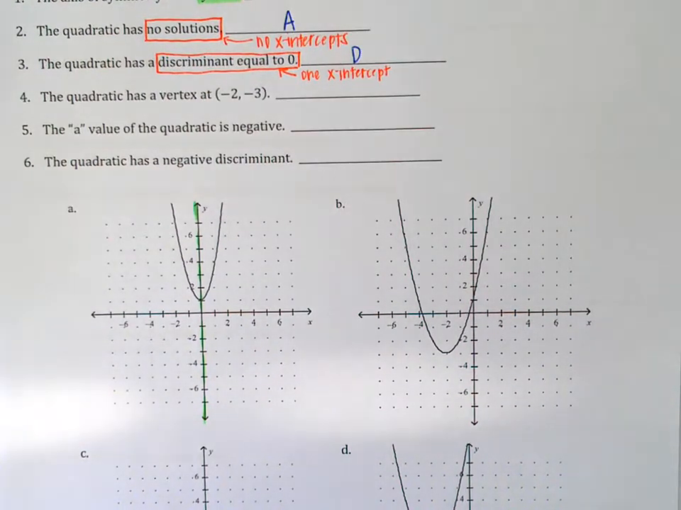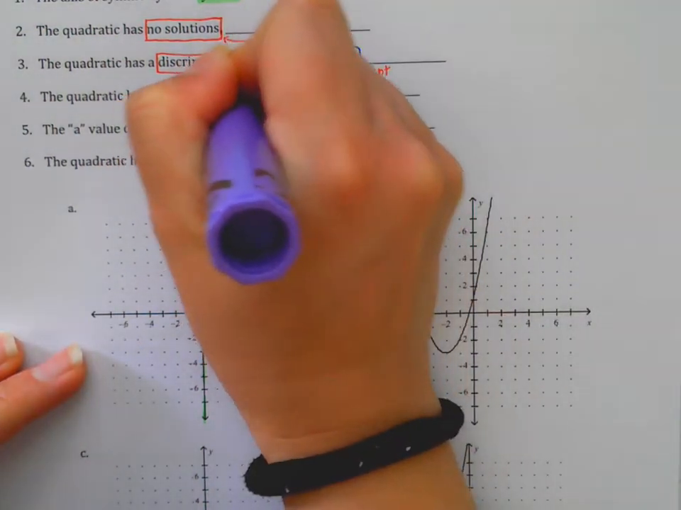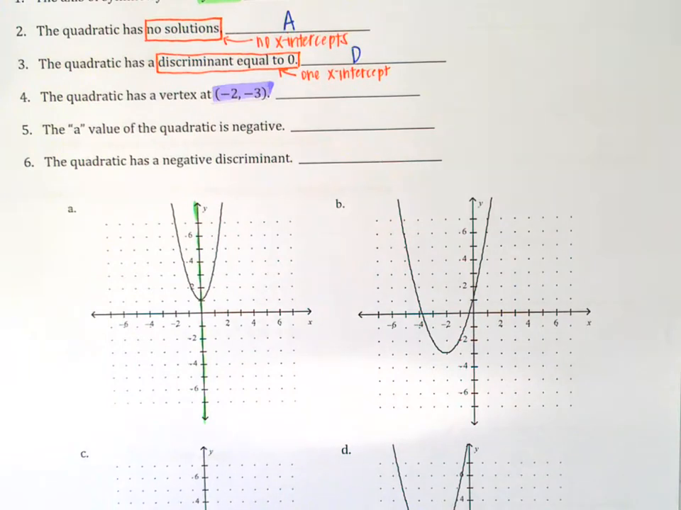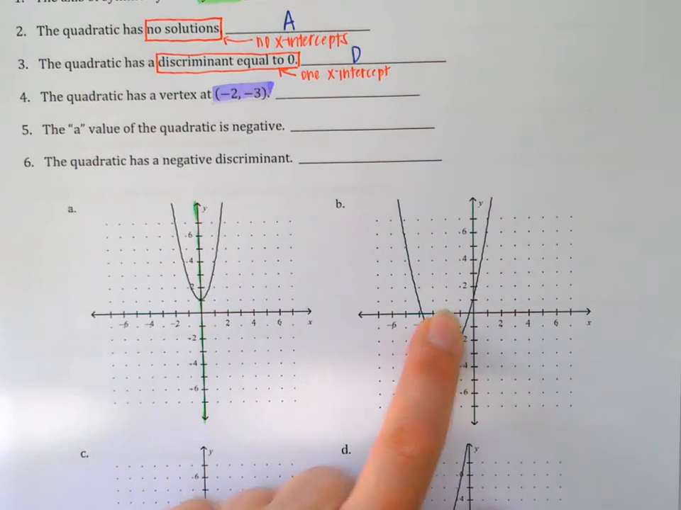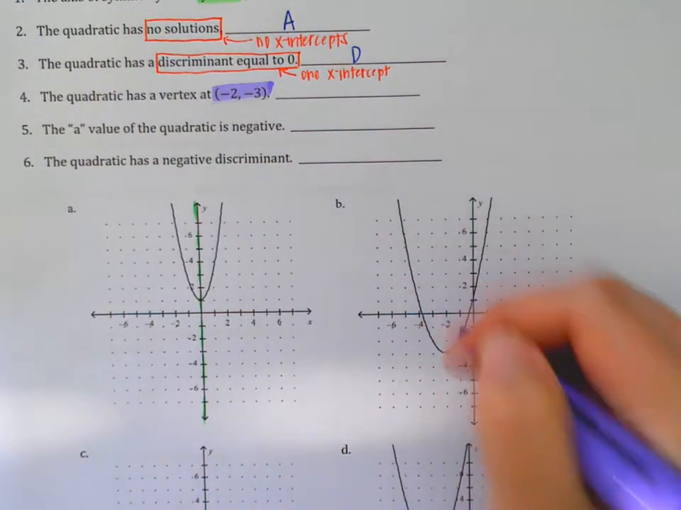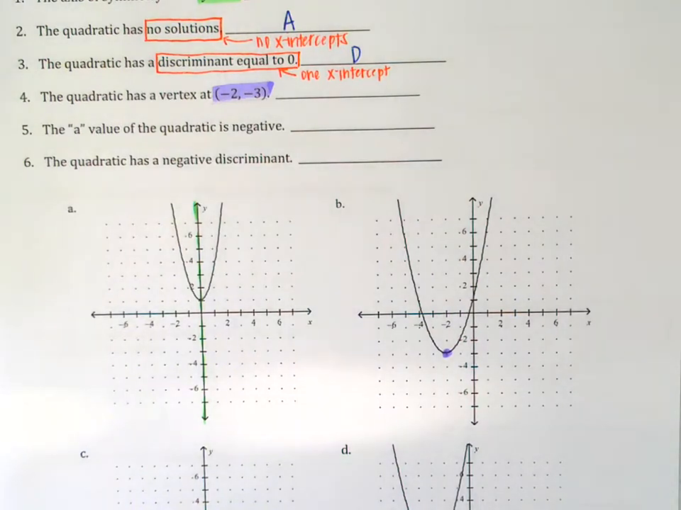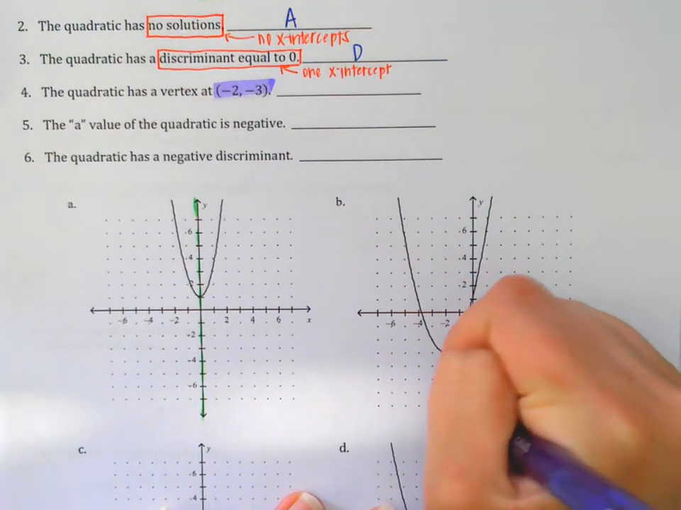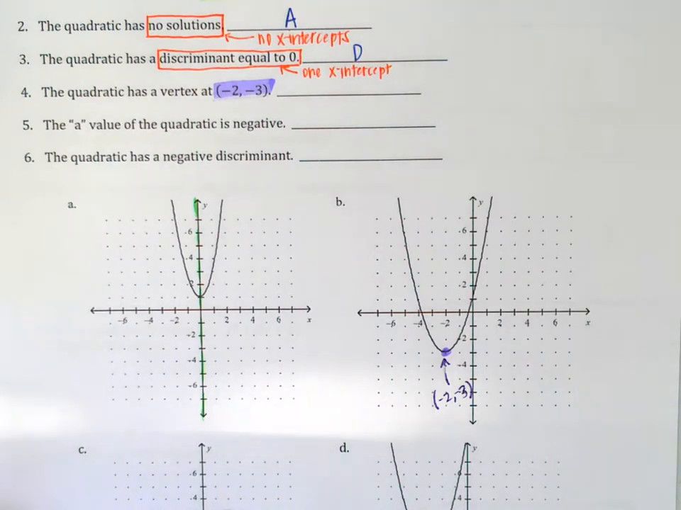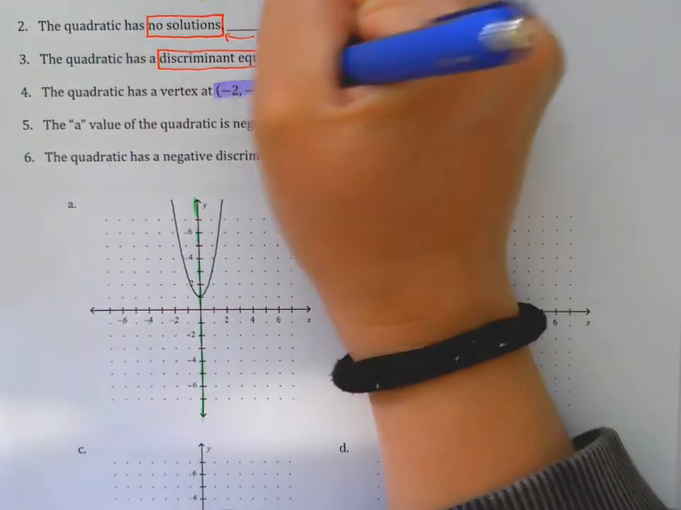Okay, so then the quadratic has a vertex at -2, -3. So all we have to do is see where that point is. So if the vertex is at -2, -3, let's see. This vertex is at about 0, 1. This vertex is at -2, -3. And that's what we wanted. So my answer for 4 is going to be B.